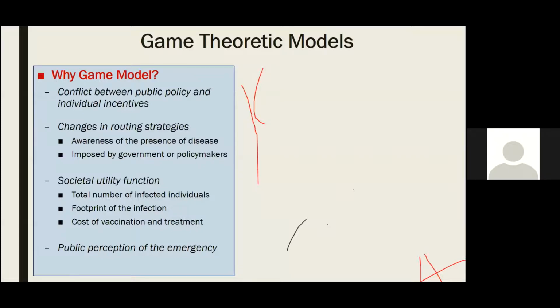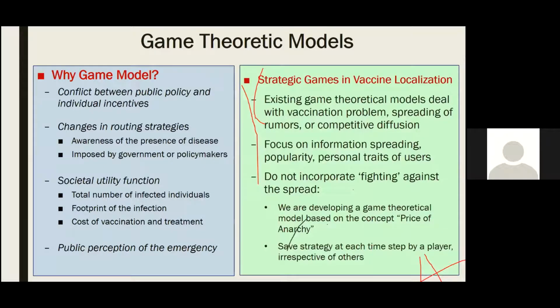And on top of that, there could be social behavioral factors like fear, for example. So how do you take those into account? We are looking into how to develop strategic games, mostly looking into a price of anarchy type of approach. And we have some lead on that, but we are not ready yet to make any conclusive presentation, because we are still solving the problem. So fighting against the spread can also be looked at with a game theoretic approach.